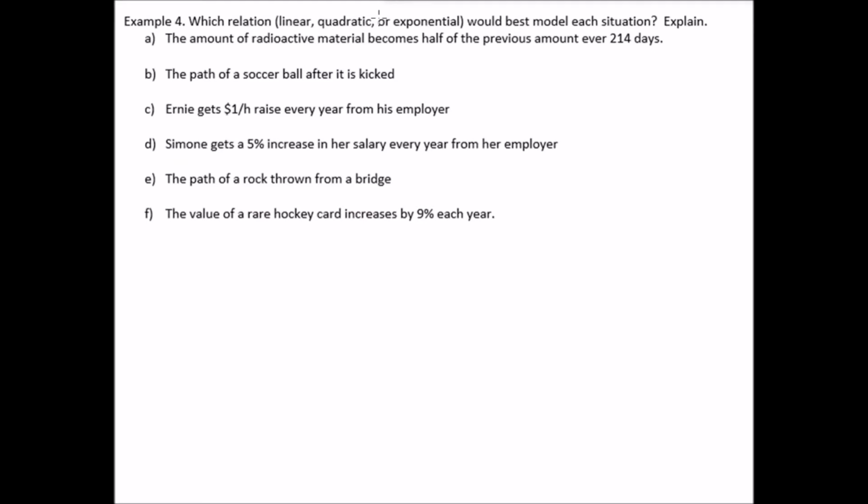Now let's look at some examples and decide whether they're linear, quadratic, or exponential. Okay? And I'll just explain them out loud. So the amount of radioactive material becomes half of the previous after 214 days. Well, this is exponential because we would continuously multiply by 1/2 times 1/2 times 1/2, okay? Because there's that ratio. It becomes a ratio of its original after 214 days.